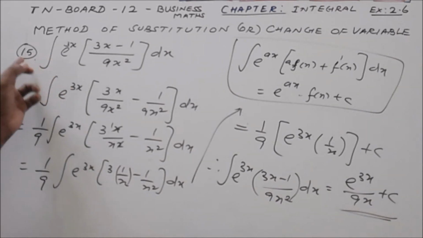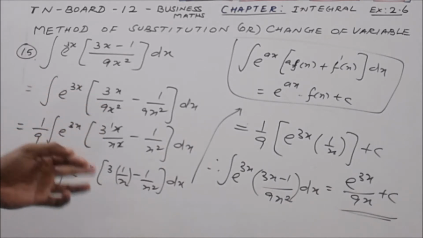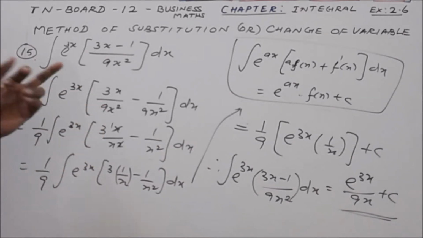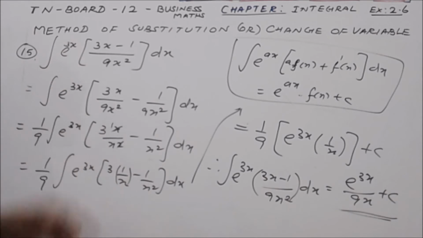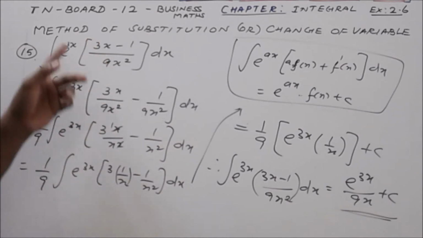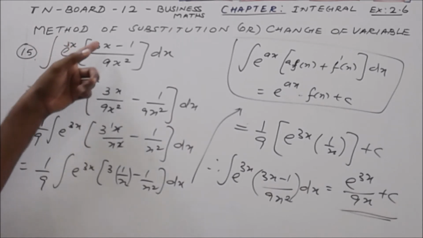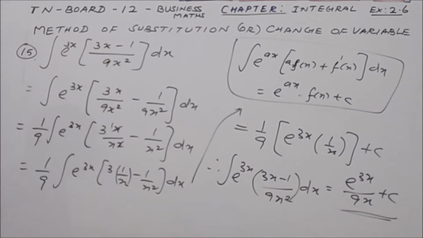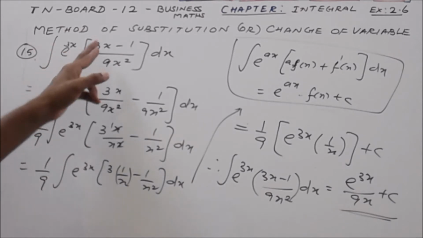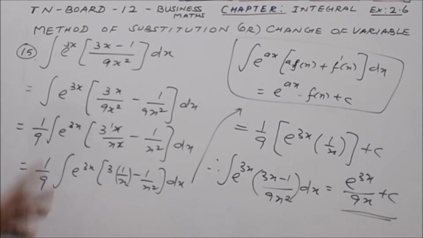Listen here, question number 15 in the respective exercise 2.6. Instead of e power x, you should change it as e power 3x, then only we can complete it; otherwise it will not be completed by any of the formulas. Or you should not keep 3 here. Either add power 3 or remove 3 in the numerator. By doing any one of the methods, you can complete the problem. Else we couldn't get the correct answer.